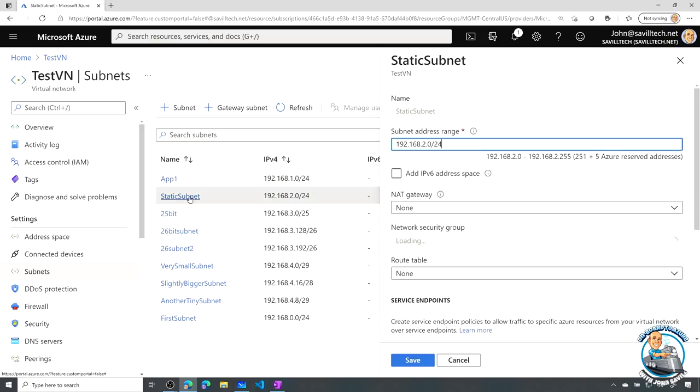And if we look at one of those, it shows us very easily the address space is 2.0 to 2.255. Essentially what you can use is 251 because there are five reserved by Azure. Really two reserved by the protocol and three reserved by Azure, because it's 0 to 255. So remember, that's 256 possible combinations.